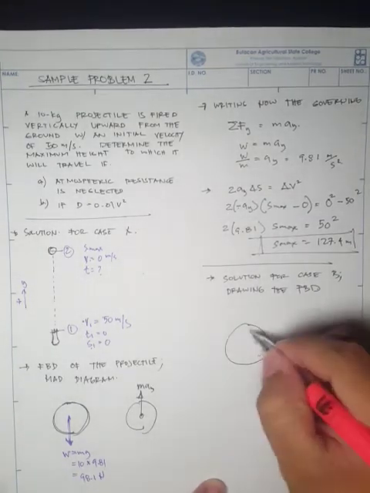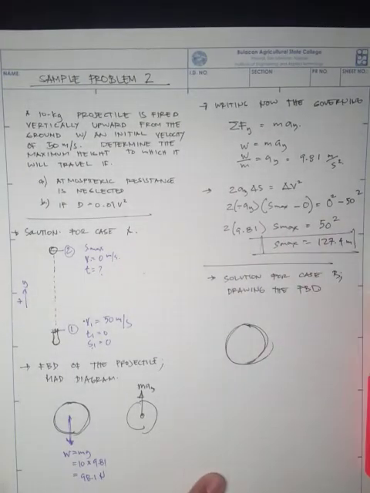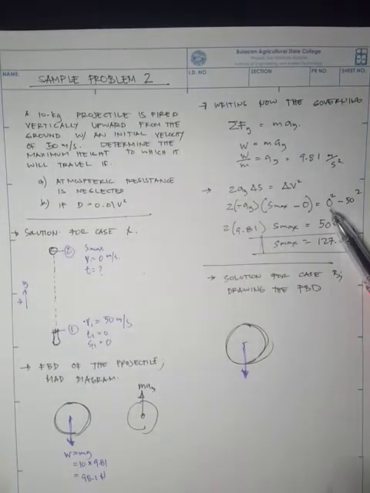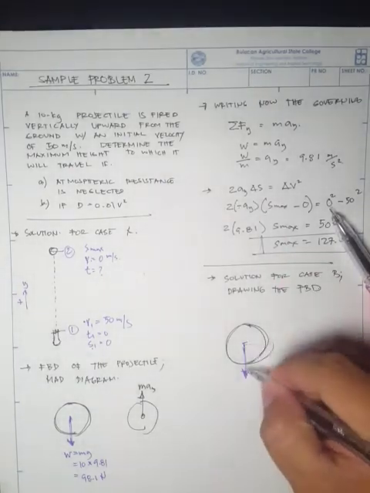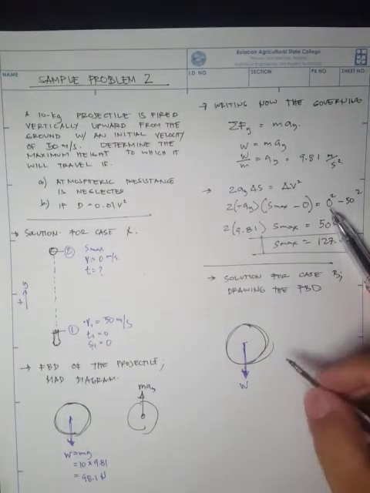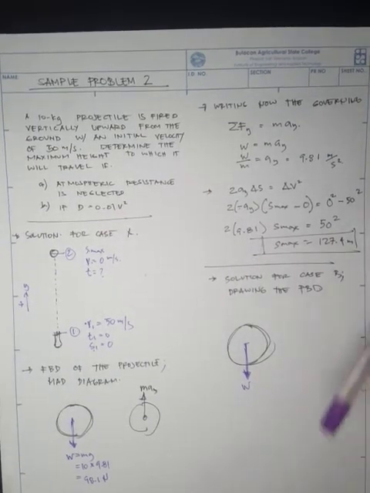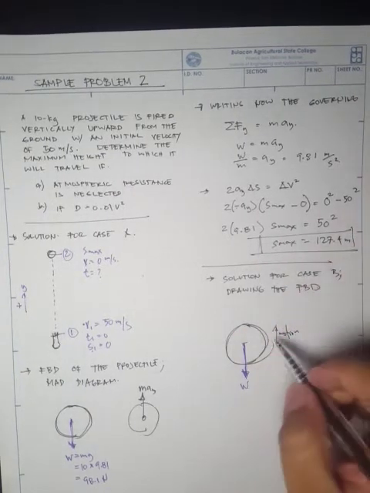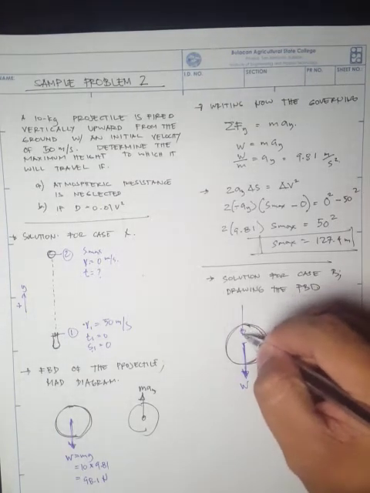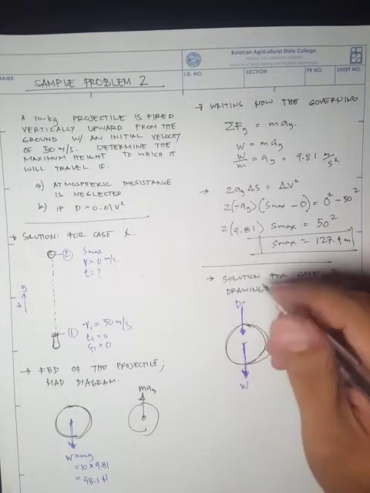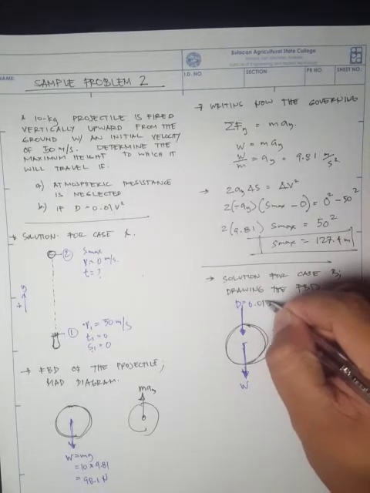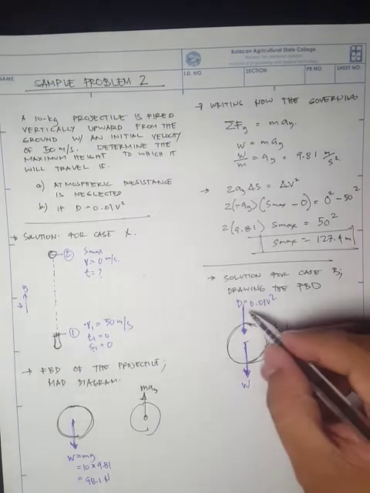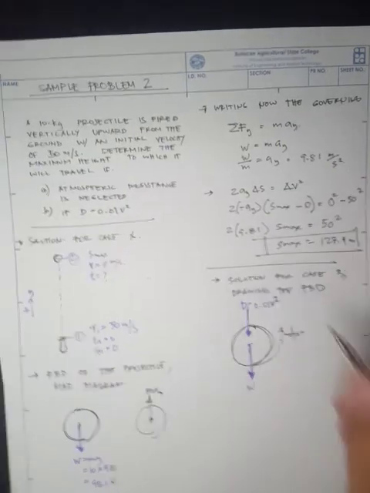Right, so we have here the object, we have the weight. Take note the motion is upward, so the weight is acting downward, and also since it's traveling upward, the drag force will be opposite to this motion, which is also downward, and the value for drag force is 0.01 v squared. Okay, so it's directly proportional to the square of velocity.